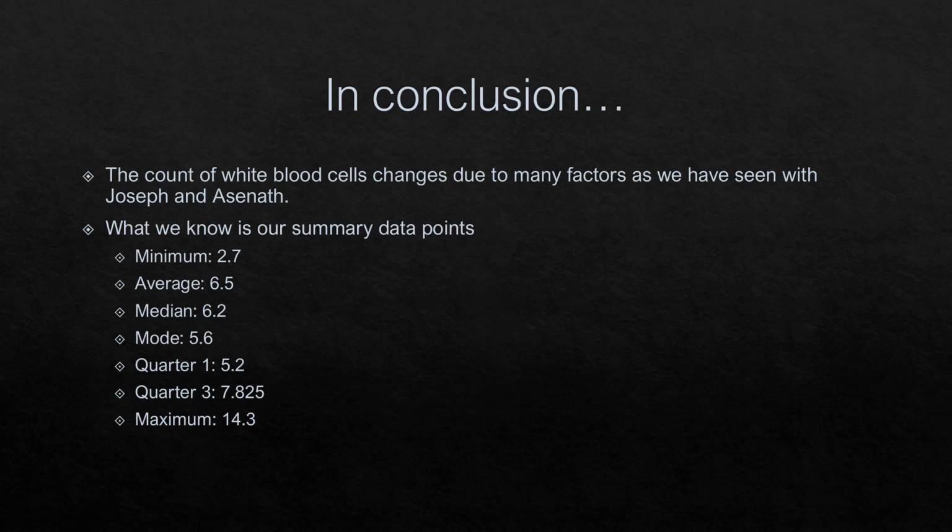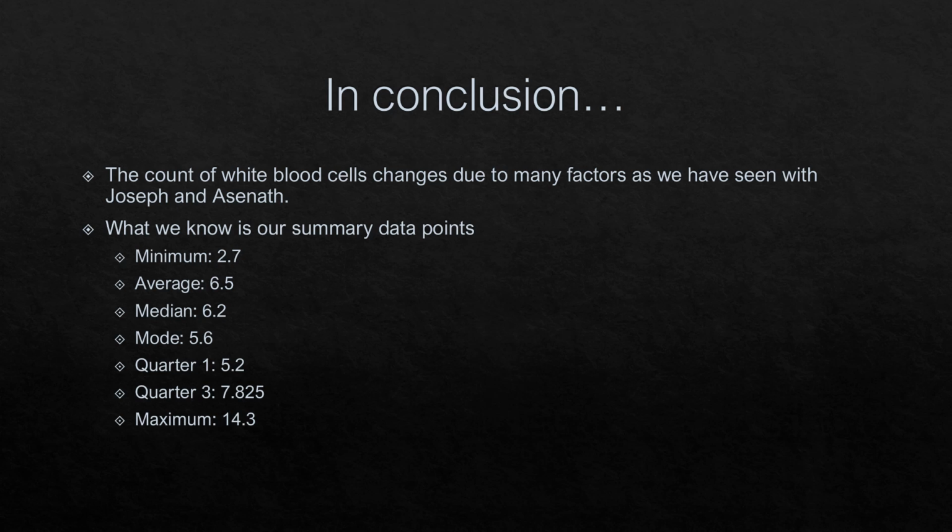The first being the minimum. The minimum is looking at your data points and pinpointing the lowest amount. And in this data, we'll see that 2.7 thousandths per microliter is our minimum, our lowest point. Next is the average, which we already spoke about previously, is 6.5 thousandths per microliter. The median, which is 6.2 thousandths per microliter, and the mode, which is 5.6 thousandths per microliter.